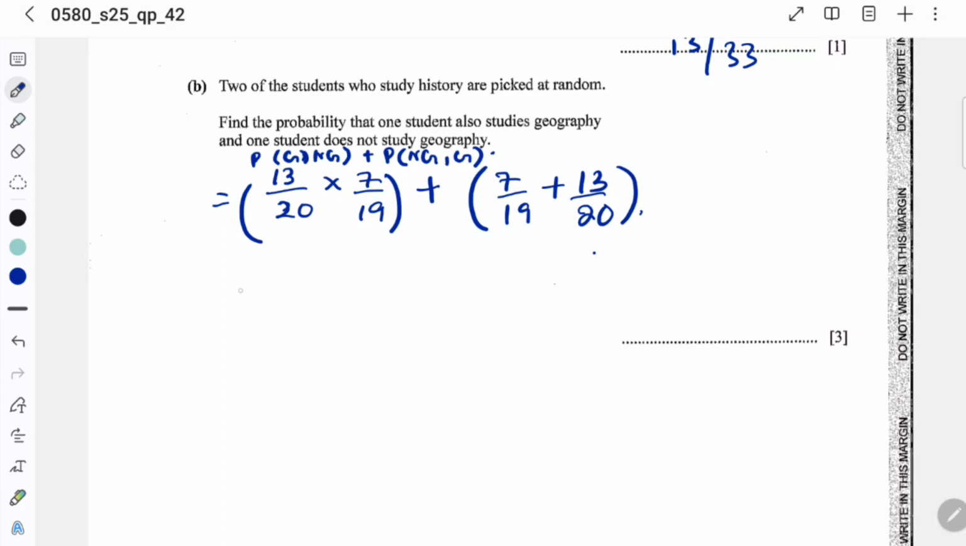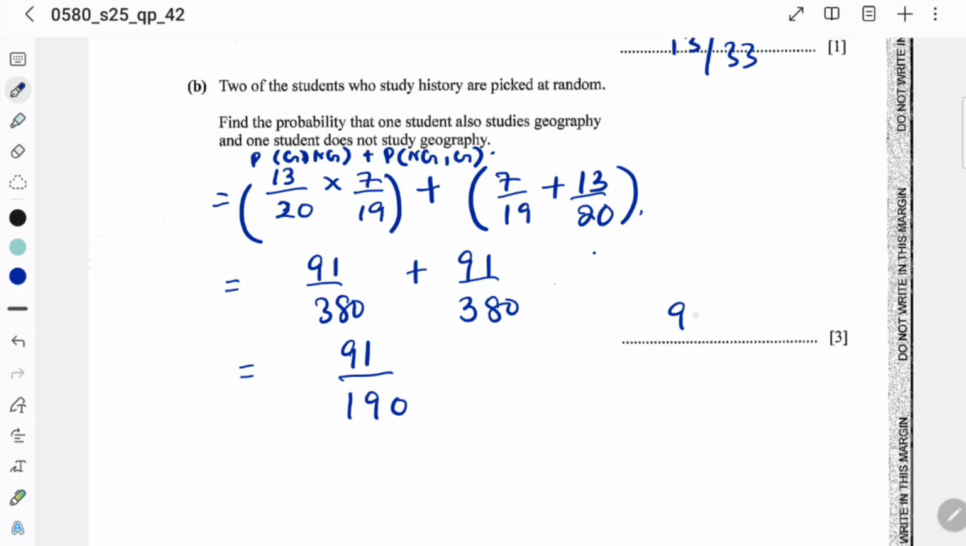Alright, so that will become 91 over 380, which we have calculated. Now this is also 91 over 380, so it equals 2 times 91 over 380, that is 91 over 190, which is the answer for this question.